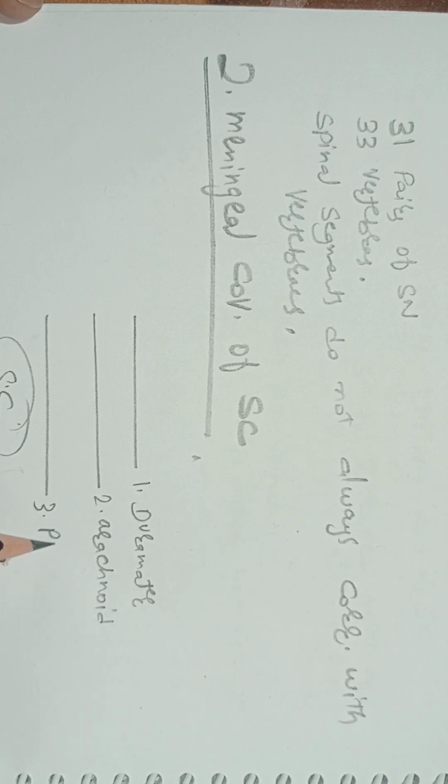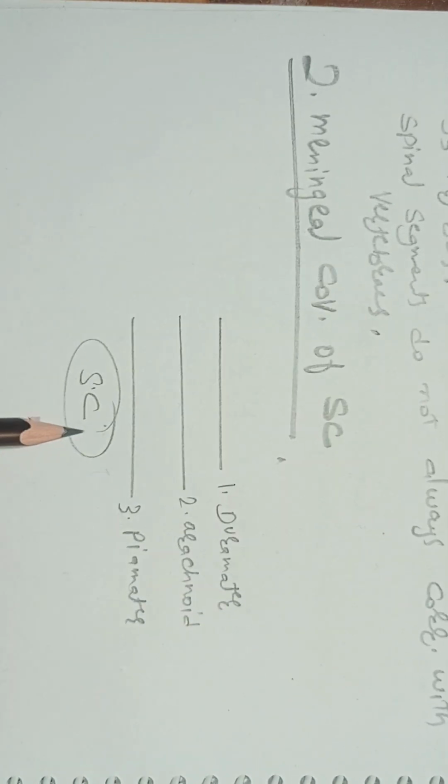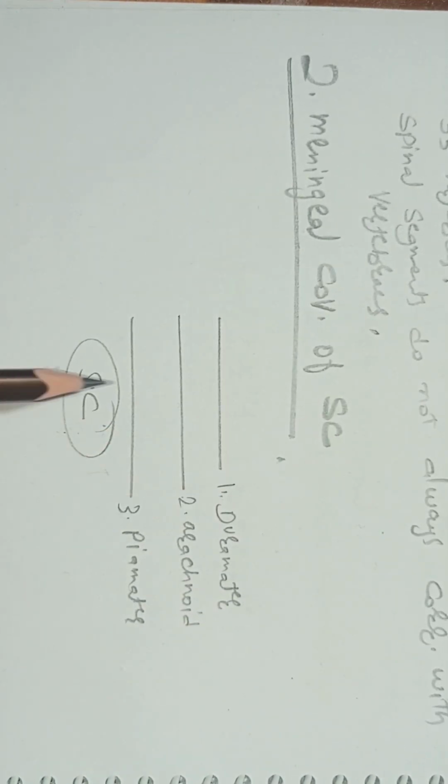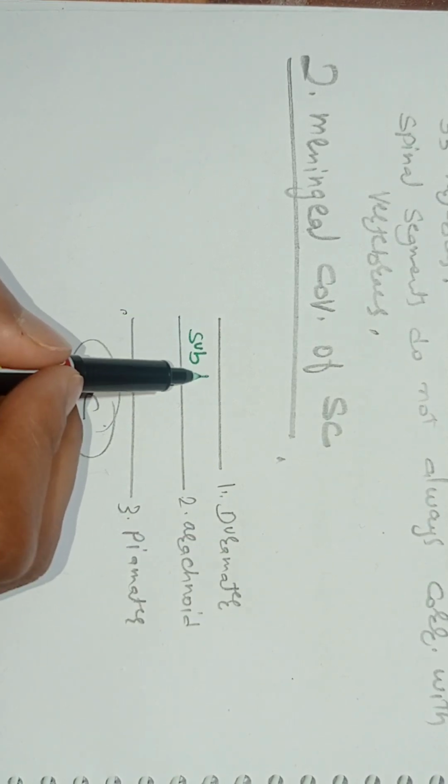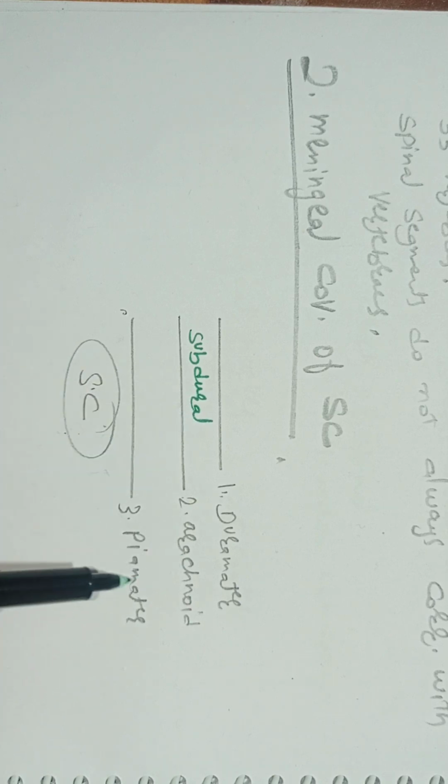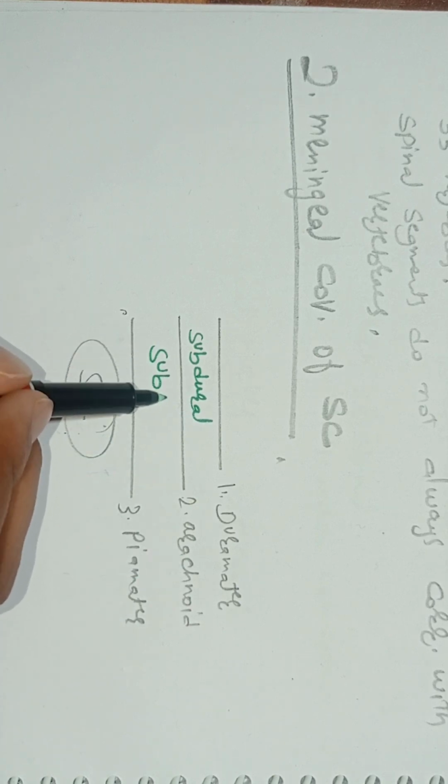Innermost is known as the pia mater. Clearly, the spinal cord is covered by three meningeal layers: one, two, and three. The space between the dura mater and arachnoid mater is known as the subdural space. The space between the arachnoid mater and pia mater is known as the subarachnoid space.